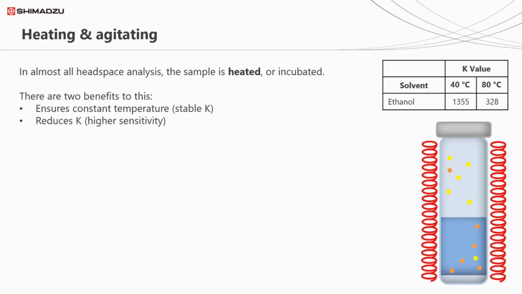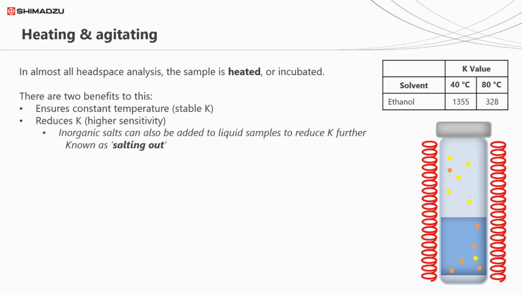We can also boost sensitivity by adding inorganic salts to liquid samples. This is a technique known as salting out, and this helps to further reduce K. As we know from the last slide, K is impacted by sample matrix, so we have to be certain this is maintained. To do so, an excess of salt is added to fully saturate the sample. It's also vital that the same salt is used, as this will affect the matrix. So, if you use ammonium chloride for half your samples, it's not okay to switch to sodium chloride for the remainder.